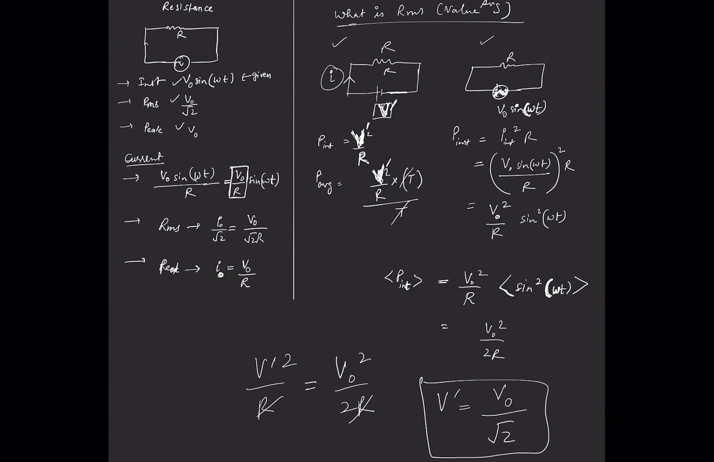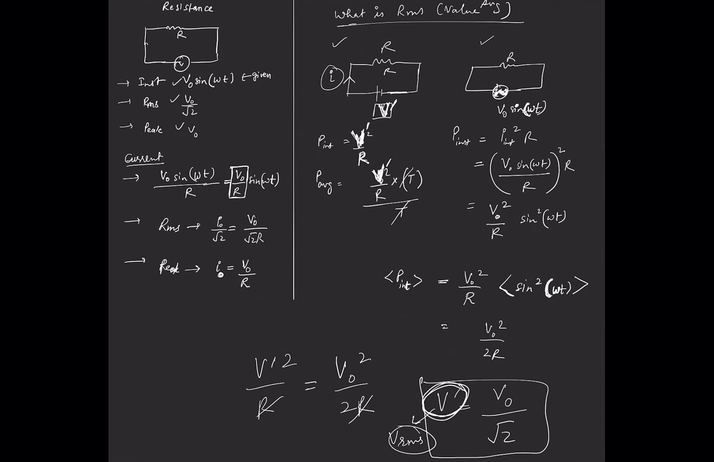So if a circuit with constant voltage has a voltage of V naught by root 2, it means the power dissipated in one complete cycle, the average power dissipated, would be the same. And we have named this quantity VRMS. So this is the concept behind VRMS.